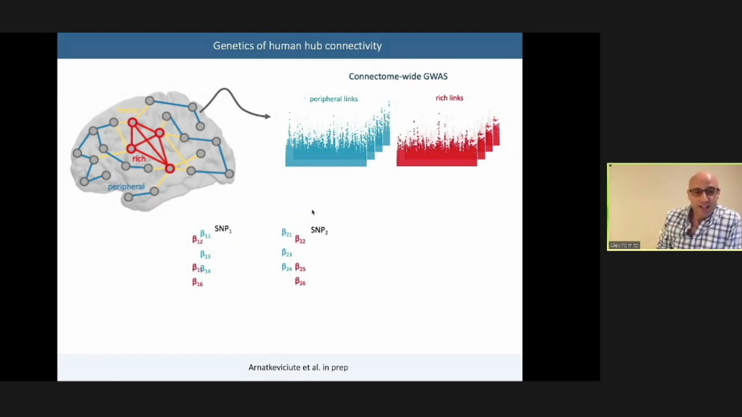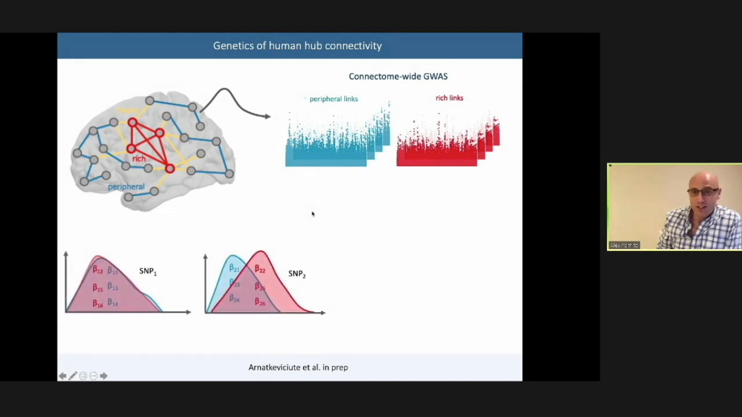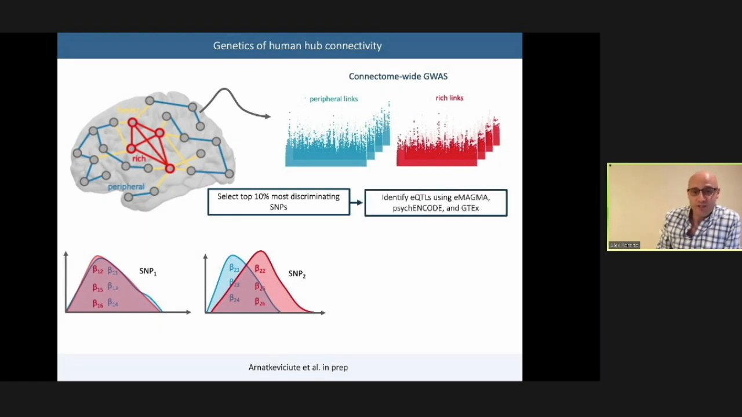And then we obtain the distributions for rich links and peripheral links for a given SNP, and we compare them using a t-test. In this case, higher t values indicate that a given SNP is better able to predict connectivity strength for rich links compared to peripheral links, on average. So we select the top 10% most discriminating SNPs, and we identify which of those are eQTLs, so which of those impact cortical gene expression using data from the PsychENCODE and GTEx consortia.